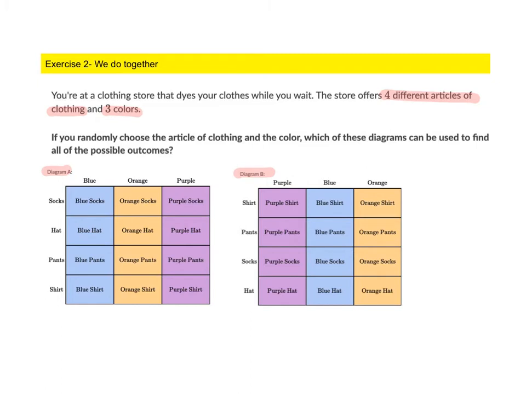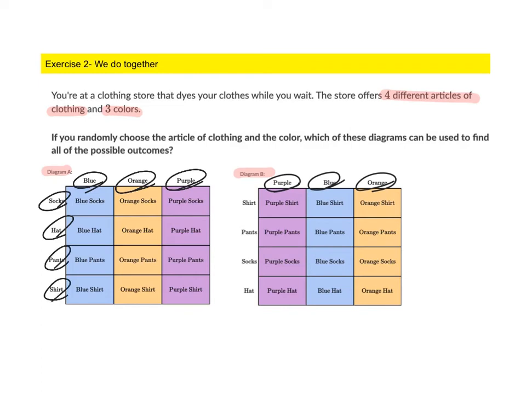All right, let's look at these diagrams. Diagram A has our colors listed up here. There's 3 color options: blue, orange, and purple. Diagram B has the same thing. They just list them as purple, blue, and orange. Okay, so the order's different. For diagram A, we have our 4 different clothing options: socks, hat, pants, shirt. And we have the same thing over on diagram B, just in a different order: shirt, pants, socks, hat.